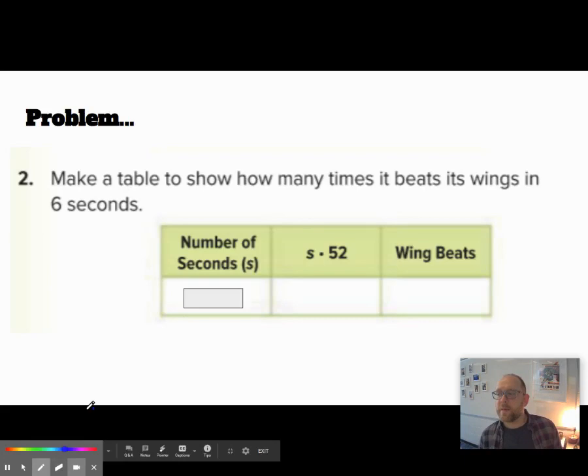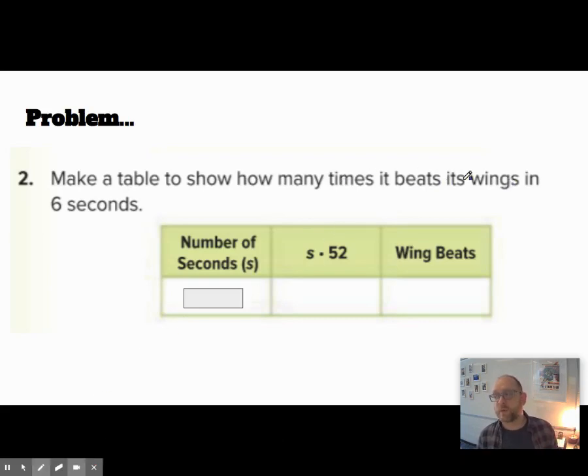So here we go. It says, make a table to show how many times this bird will beat its wings in 6 seconds. So same deal. We'll put in our independent variable. In this case, we want to know for 6 seconds. Our function doesn't change, but we're going to place our 6 in for s for the number of seconds, and then multiply that by 52. And of course, our output, our dependent variable, will be the answer to this function.